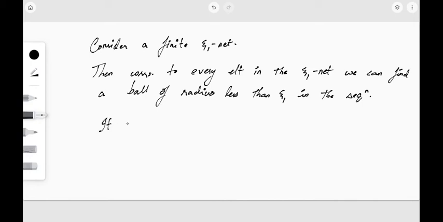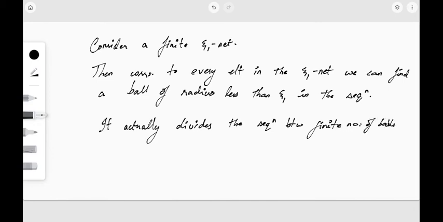So what happens is, it actually divides the given sequence into a finite number of balls around the net points. Corresponding to every element in that epsilon 1 net, the sequence will be divided into different small balls around the net points. If you take one element in the epsilon 1 net, we can find some elements in that particular sequence such that the radius is less than epsilon 1. So the sequence will be divided into a finite number of balls.